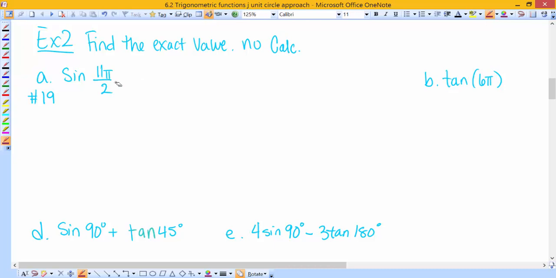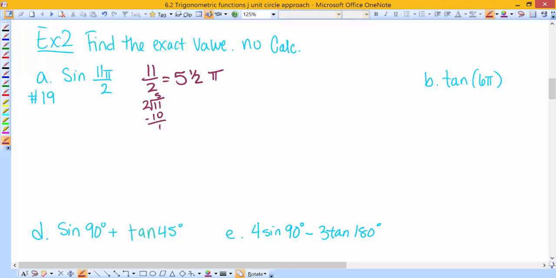Couple of ways you can do this. If you don't like working in radians, you are welcome to convert the radians to degrees, which is why we did go over that in 6.2. I don't mind working with the radians, but I do want to rewrite this so it's easier to read. 11 over 2 is the same as 5.5. 2 goes into 11 5 times, which is 10 with 1 left. So 5.5 pi.